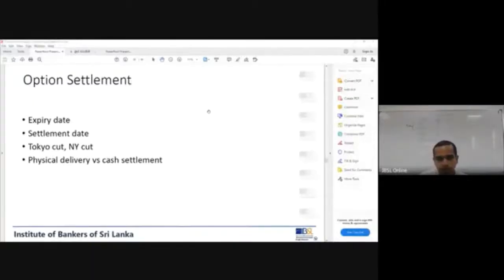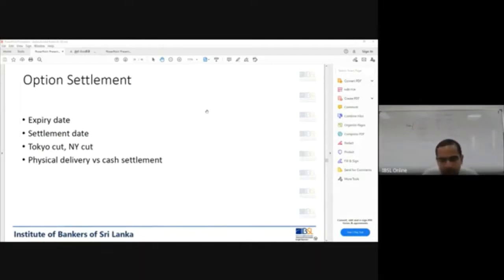Right. Option settlement, you need to look at the expiry date, the settlement date. Then there's something called a Tokyo cut, New York cut, Singapore cut, and London cut, and all that. So what does it mean? What it means is, now if you take a particular day, right now in this case we are discussing mangoes. So 30th June mango price, the price of mango on 30th June. Now on 30th June, if it's the call option example, strike price we put at 150.